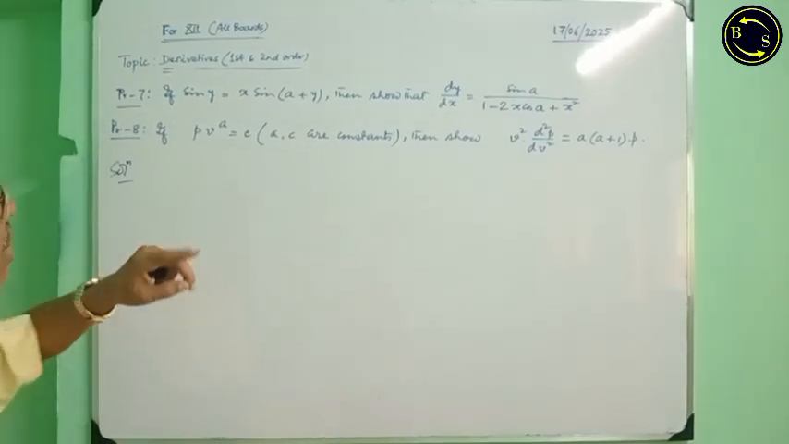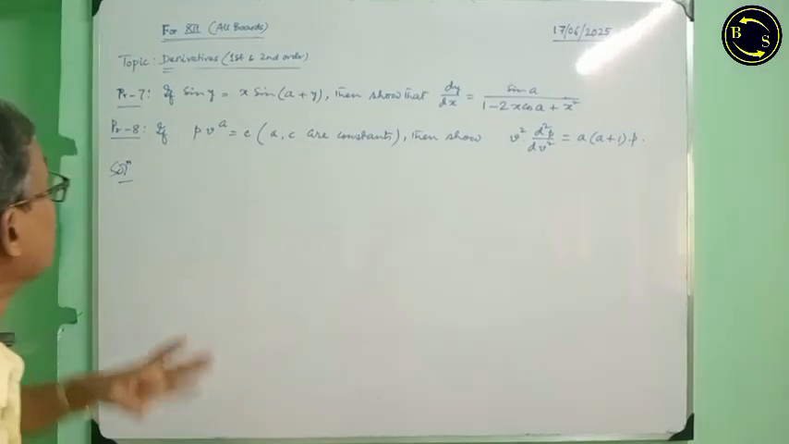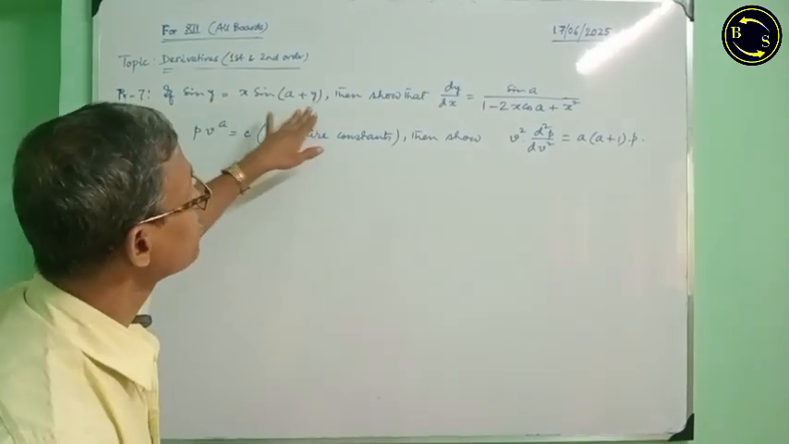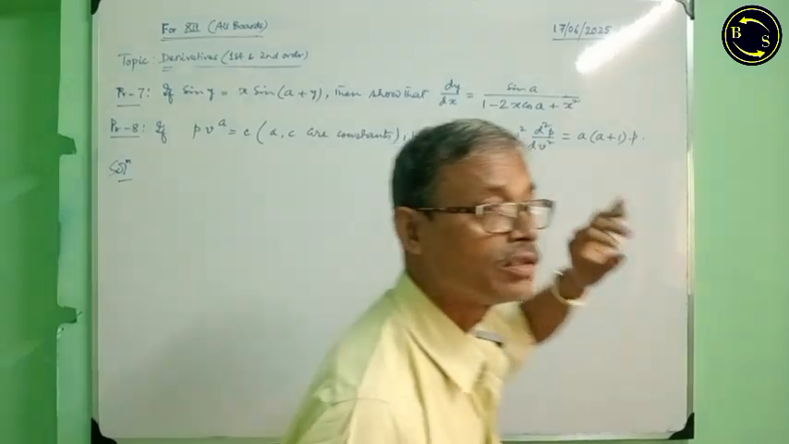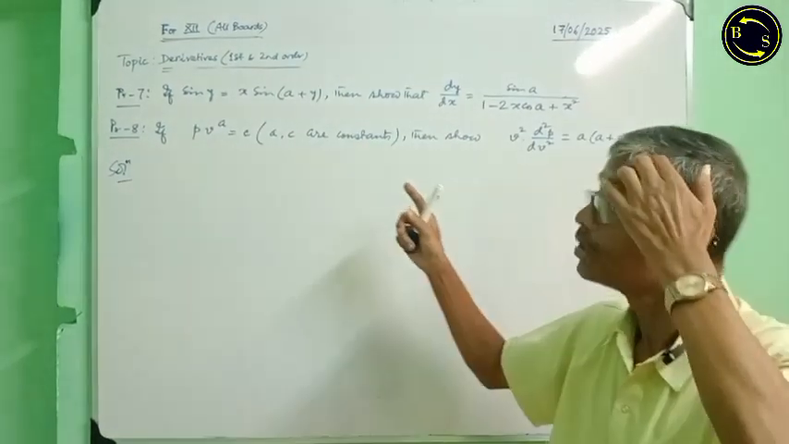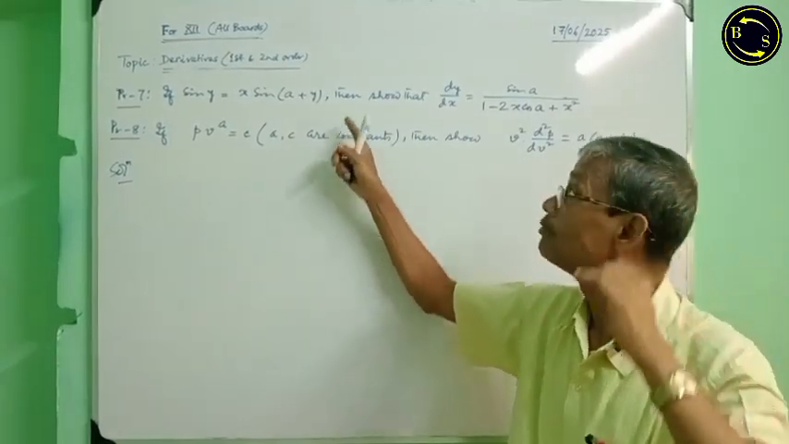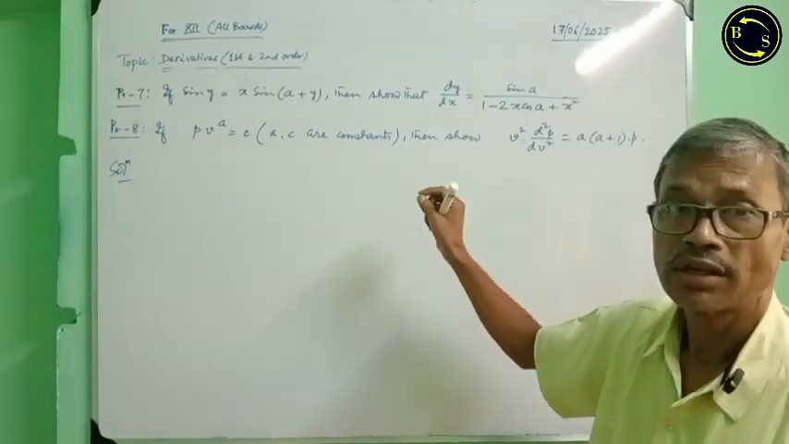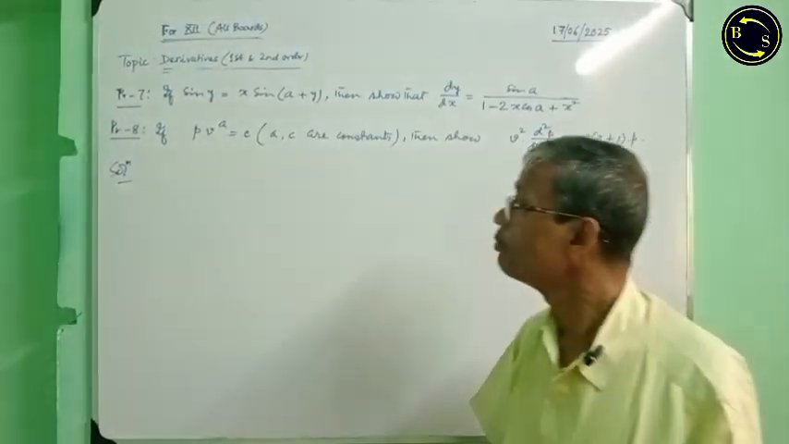One thing I have to mention, that given this condition, sometimes other forms are also given. I have solved this one. You will find in your book other forms also. Now sum number 8.